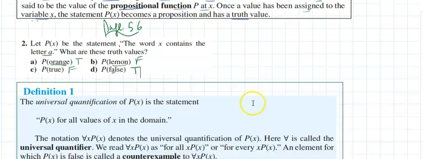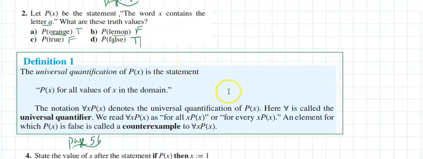Now we get to a definition. The universal quantification of P of x is the statement P of x for all values of x in the domain. This symbol means for all. You could also read it for any, but we stay away from that. We try to say for all x. For all x P of x denotes the universal quantification of P of x. Here, for all is called the universal quantifier. We read for all x P of x, or for every x P of x.